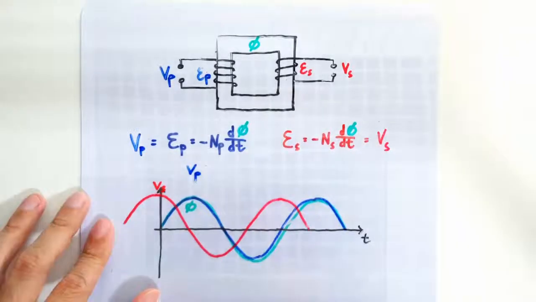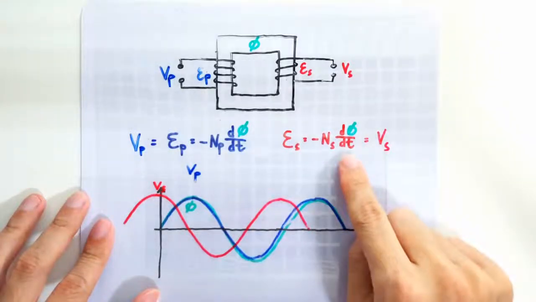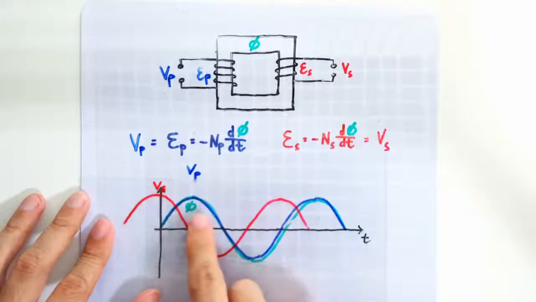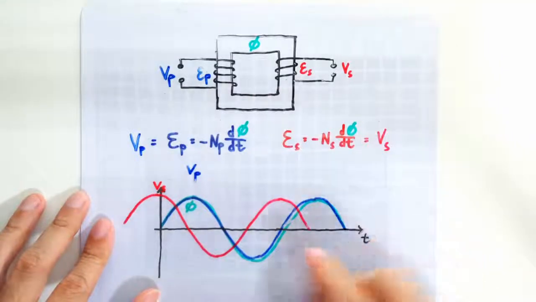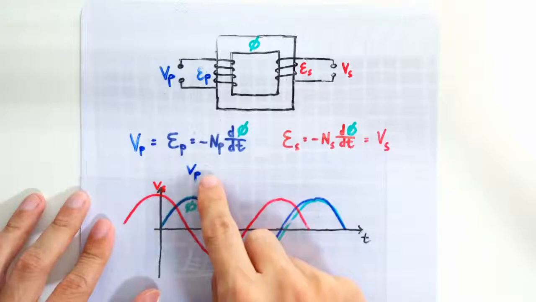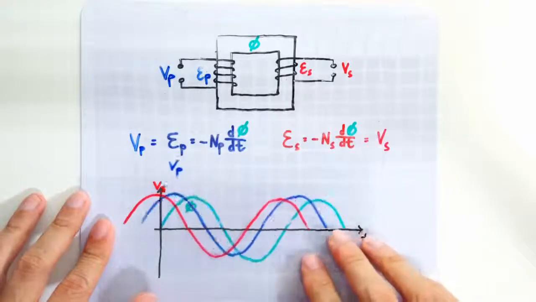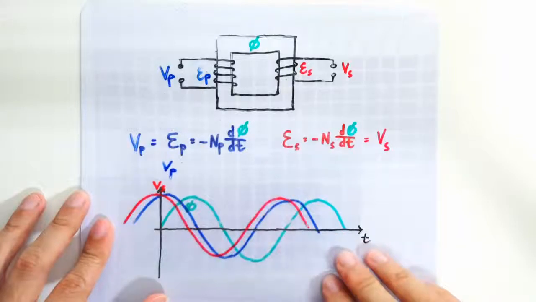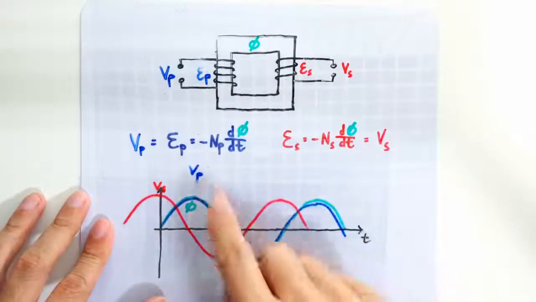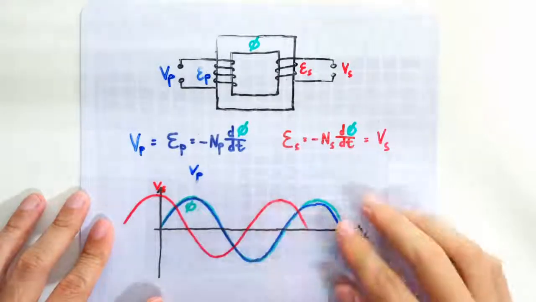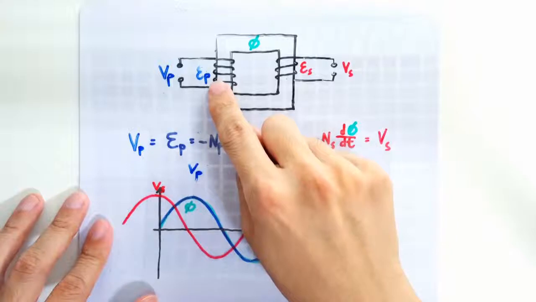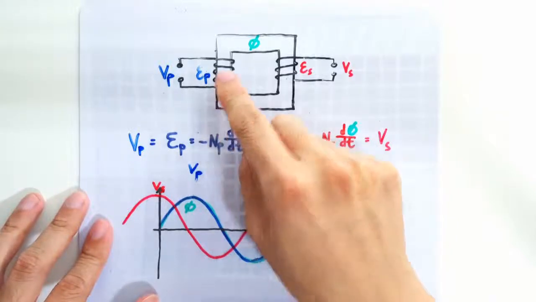Okay? In both versions, there's agreement that due to Faraday's law, the secondary voltage and the magnetic flux are off by a quarter of a cycle. The difference between the two versions is the first version says Vp and magnetic flux are out of phase by a quarter of a cycle also, whereas the second version says that the primary voltage and the magnetic flux are in phase. What is wrong with the second version is it totally ignores the induced EMF in the primary coil.